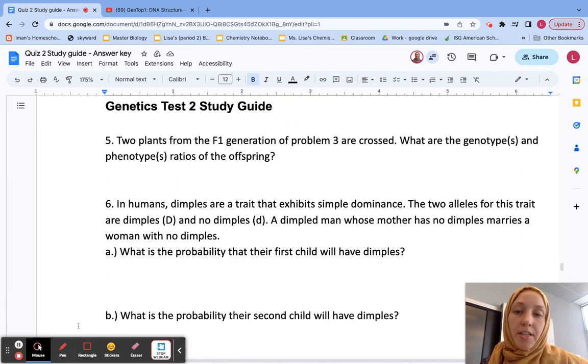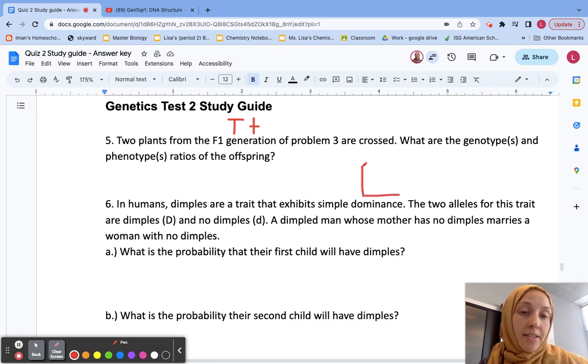Now my next question is saying, two plants from the F1 generation in the previous problem, I'm sorry, it says problem 3, in the previous problem are crossed. What are the genotype and phenotype ratios of the offspring? All of that F1 generation in the previous problem was heterozygous. So basically I'm crossing two heterozygous parents. In my Punnett square, a heterozygous individual can either pass down a big T or a small t. Same thing here.